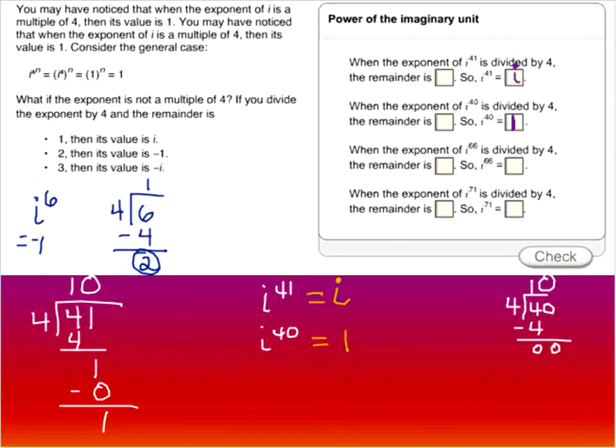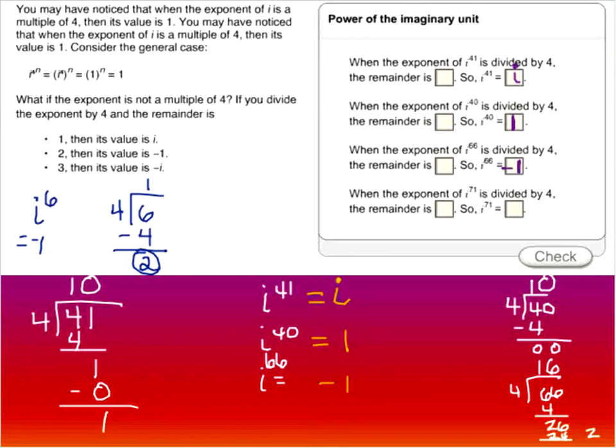All right, then i to the 66th power. I actually am going to stop with this one because I have a couple more I want us to do. So take 4 and divide it into 66. 4 goes into 6 one time. Subtract, and you get 26. 4 goes into 26 6 times. And subtract, and you actually get a remainder of 2. So a remainder of 2 means that i to the 66th power is equal to negative 1.